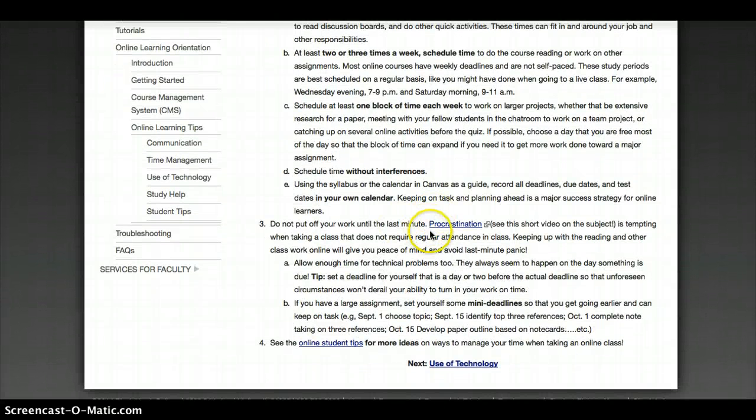Of course, we all are guilty of this, but try not to put off your work till the last minute because that's just more stressful and it might not give you the level of work that you would have outputted if you had done it in a more timely fashion and given more time for yourself. So, set some mini deadlines for yourself so you can get things going earlier and stay on task. Let's see the online student tips for more ways to manage our time online.